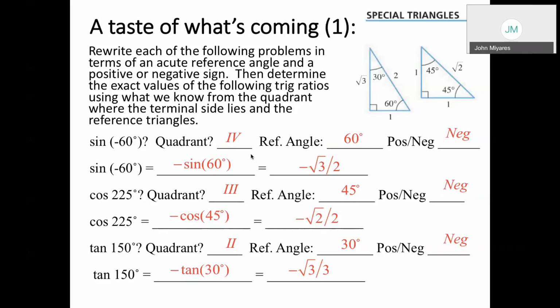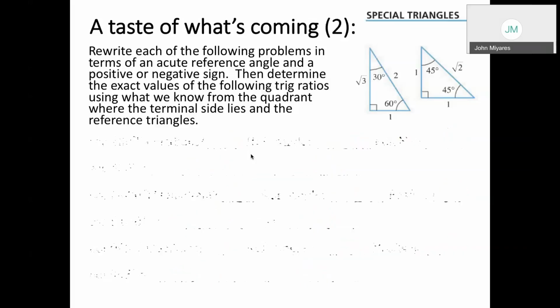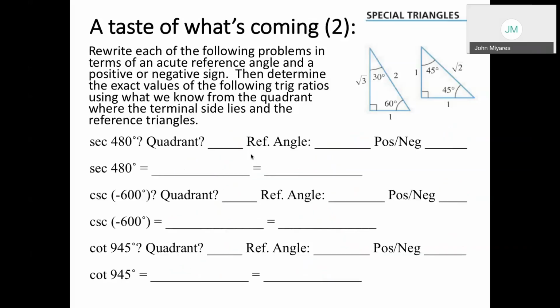All right, so those weren't so bad. So let's try a few harder ones. These examples are asking you to do the same exact thing, except all of these angles have a measure whose absolute value is greater than 360 degrees. So finding the quadrant they lie in will take a little bit of work.